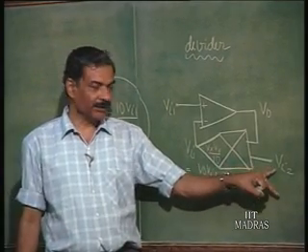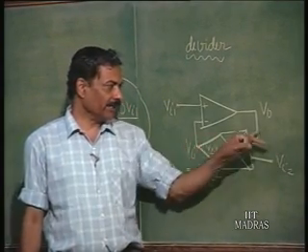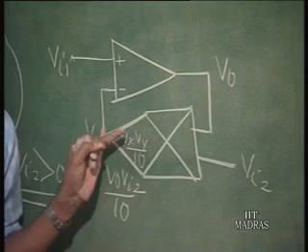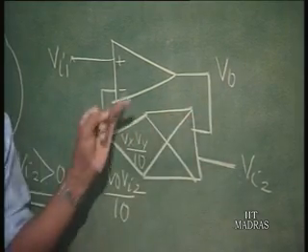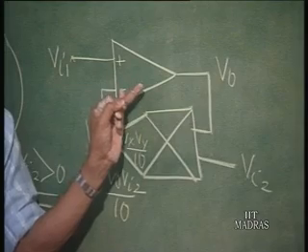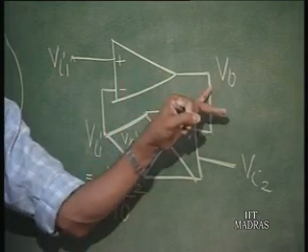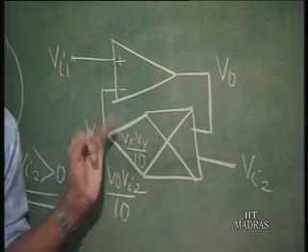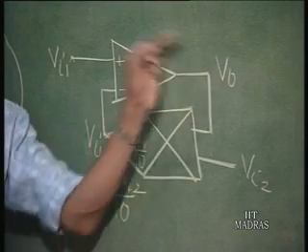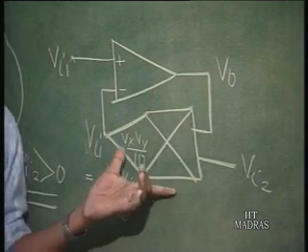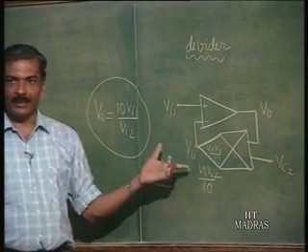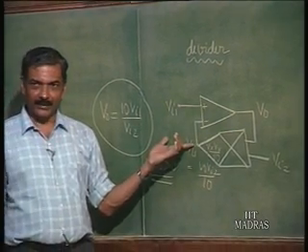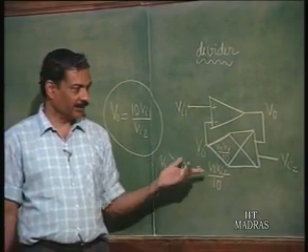Is that point understood? If this is positive, there is no phase inversion between this and this. If this is negative, there is a phase inversion. If there is a phase inversion, it is already 180 degrees, and this again 180 degrees, so there is positive feedback, and this circuit will fail to function. So, this is the limitation of this circuit with negative feedback. It cannot work for any polarity of the voltage that you are considering.